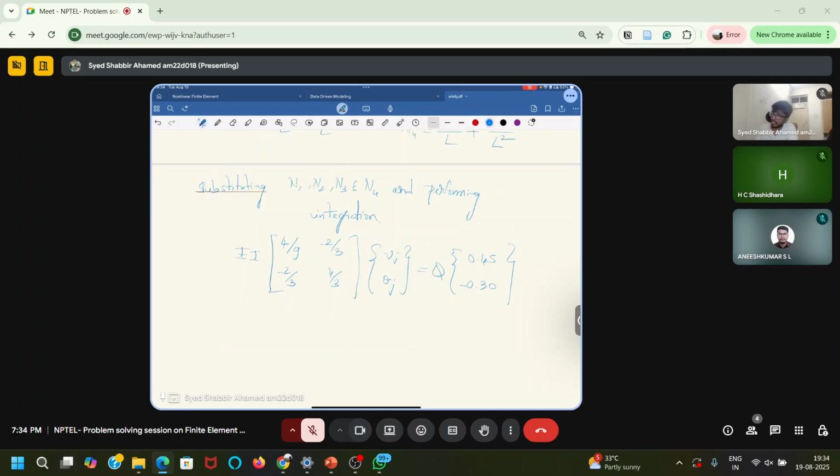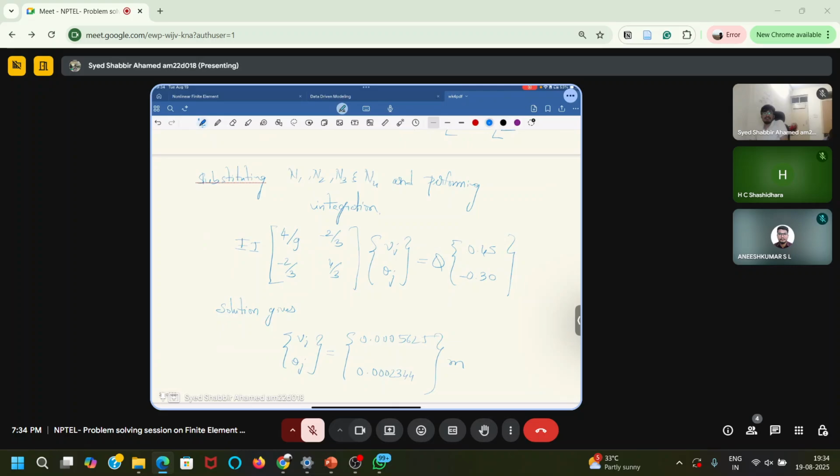So the slope and the deflection, the solution can be given as: the solution gives Vj theta j is equal to this value, which is 0.0005625 and 0.0002344. I'm taking SI units, so this will be in meters. If you take it in mm, that will be equal to 0.5625 and 0.2344 mm. So this is the final solution which we will get.